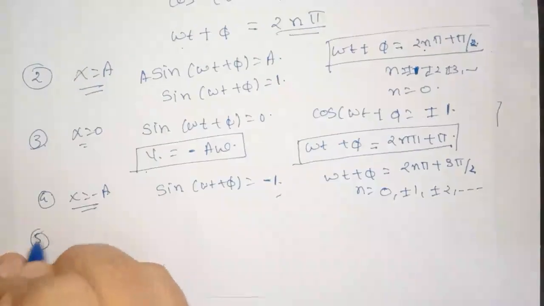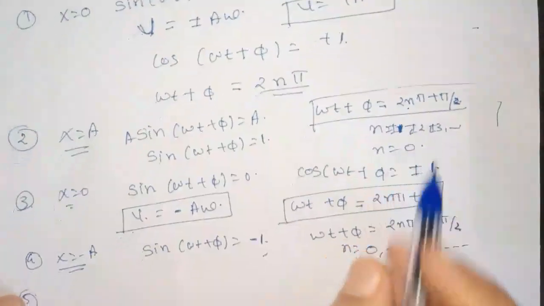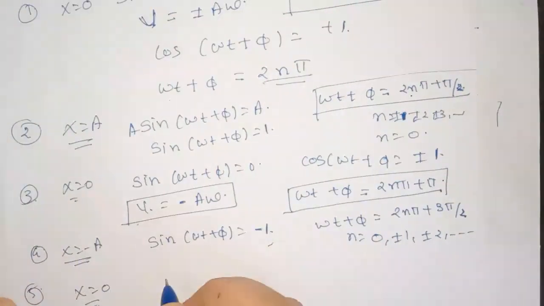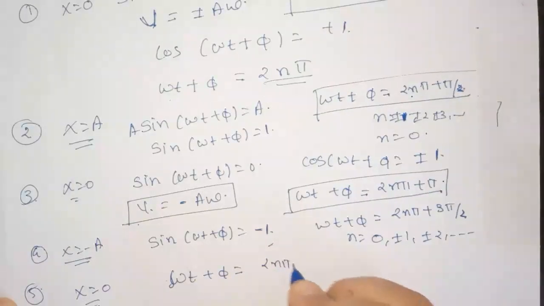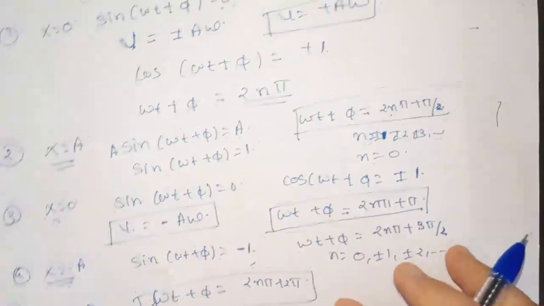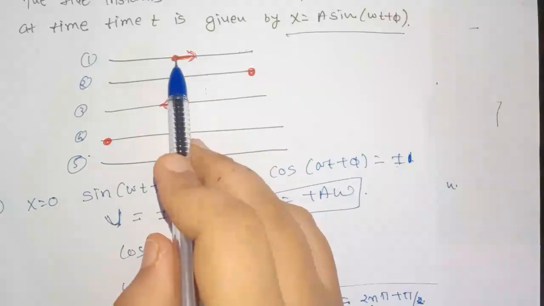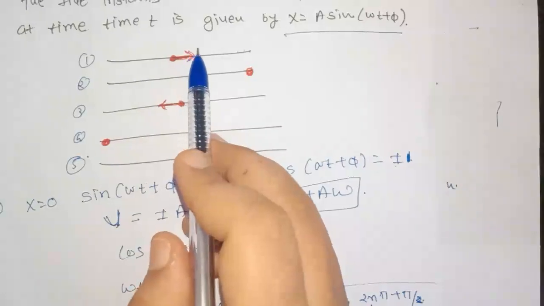In the fifth case, fifth is the same as the first case. So x is equals to 0 and omega t plus phi will be equal to 2n pi plus 2 pi. So these are the value of angles. Here we have to keep this in mind that not only the position but also the direction of velocity also matters to decide the phase angle.